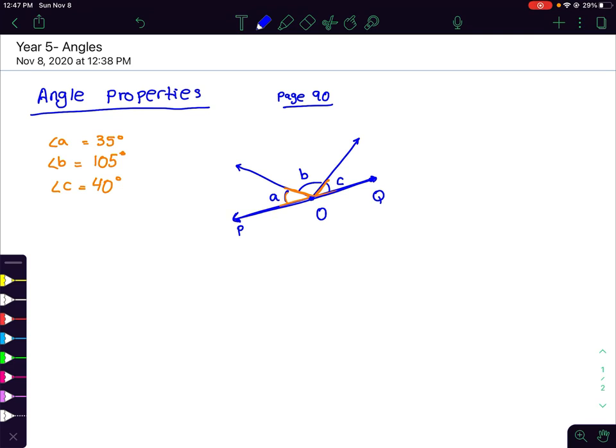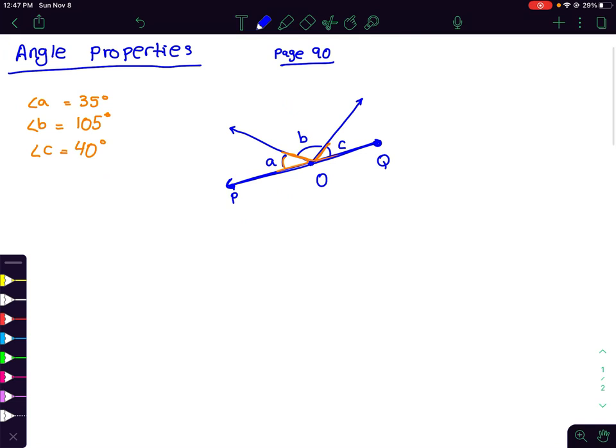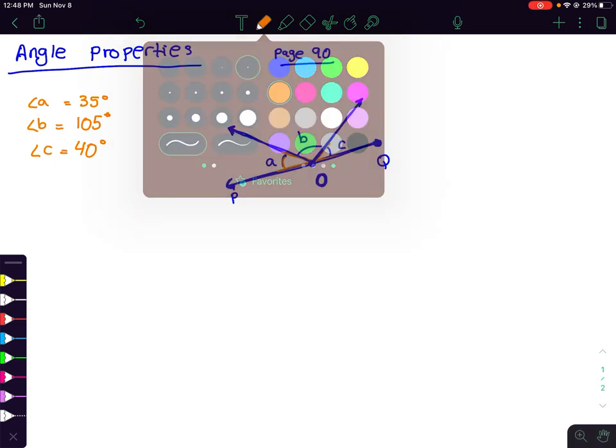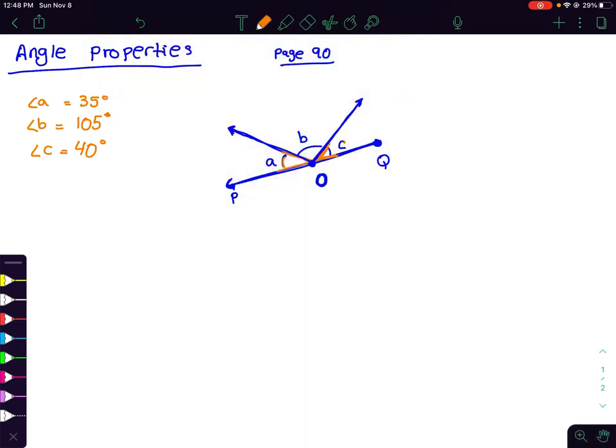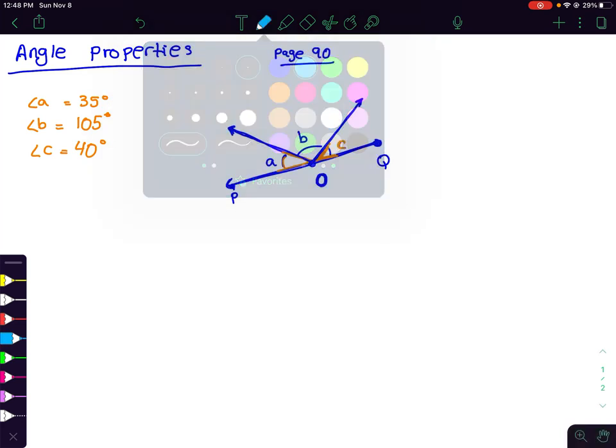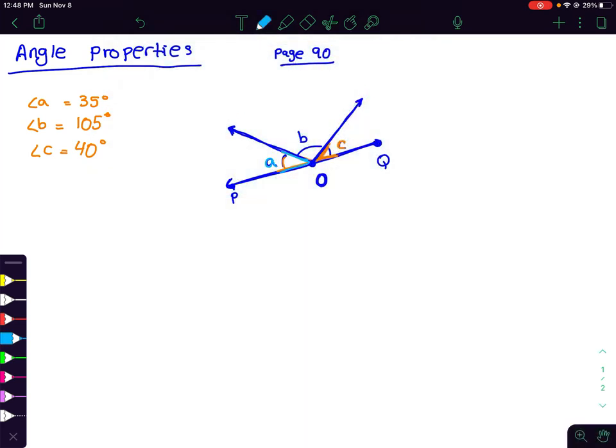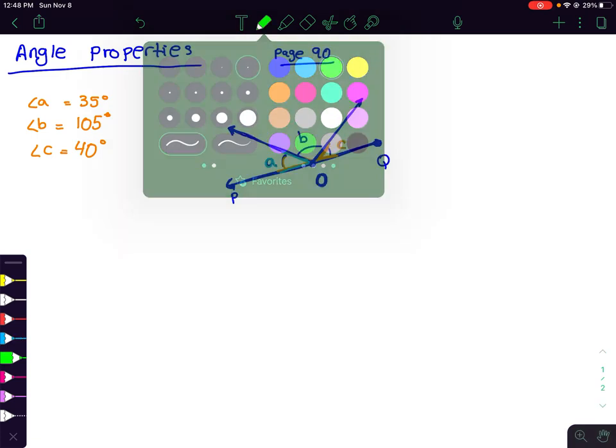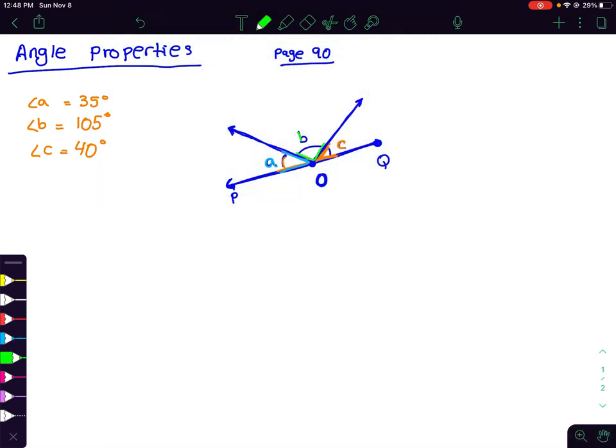The name of the line is PQ. And the middle point is O. And they have two lines going to the right and going to the left. And then we have three angles that you can see: angle C, angle A, and angle B. So these are our three angles that we have in the line PQ.